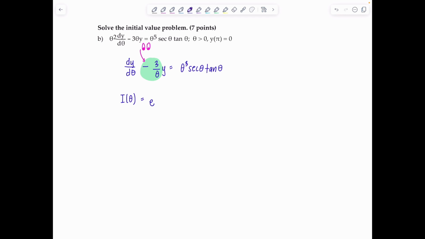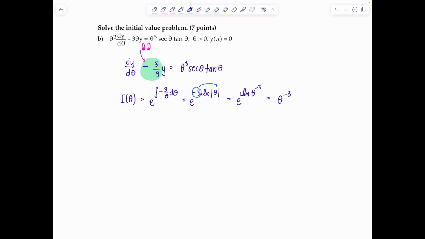I of theta is going to be e raised to the integral of -3 over theta d theta. So what is that? That's e to the -3 ln absolute value of theta. We don't put plus c here, okay? It always bothers me a little, but it doesn't make a difference. Now, this is the nice part. They told me theta is positive, so I don't need these absolute value bars. And then I'm also going to use a log property and move this -3 to be the exponent on theta. So then I have e to the ln, no more absolute value, theta to the -3rd. So this is just theta to the -3rd.